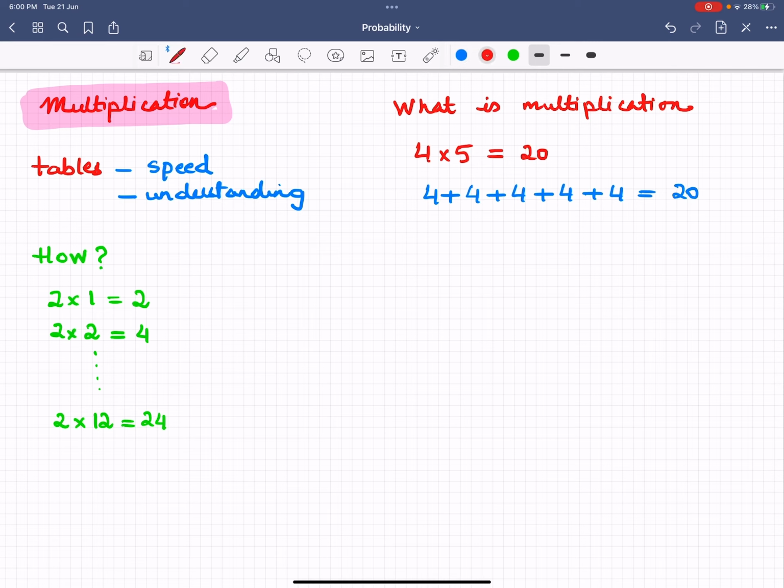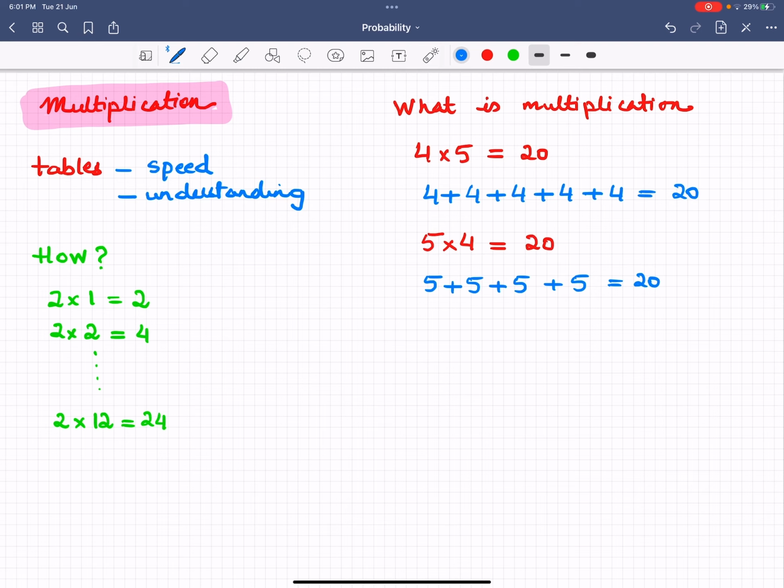Even if we change the order, we write 5 into 4. So changing the order of the factors does not change the product. Our product still remains 20, and still this is repeated addition of the number 5, which is being added 4 times. So 5 added 4 times gives me 20.